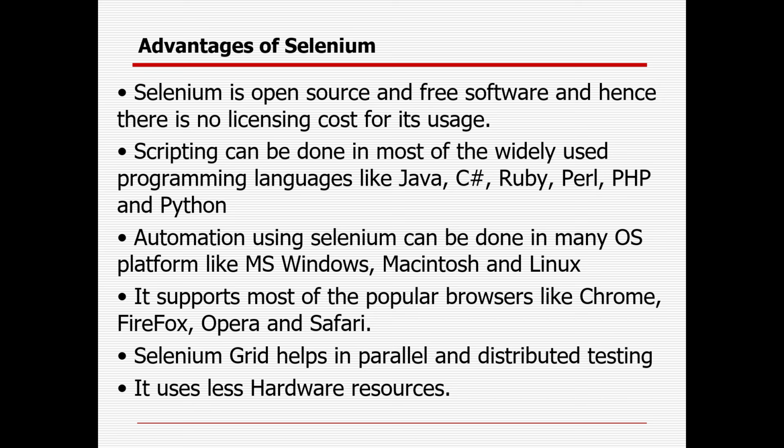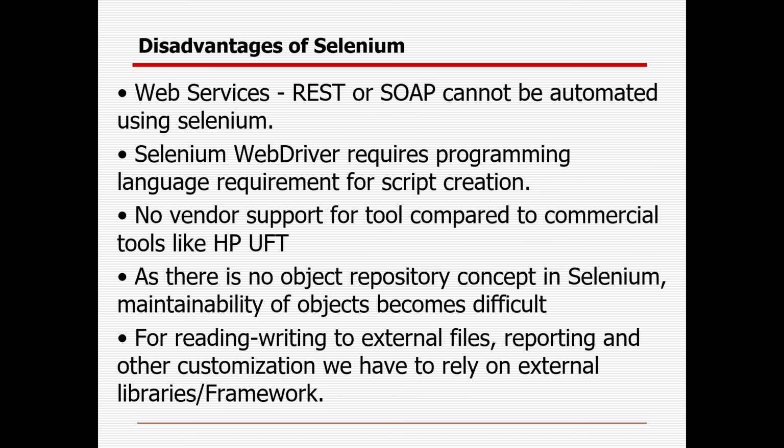Scripting can be done in most of the widely used programming languages like C#, Java, Ruby, Perl, PHP, Python, etc. Automation using Selenium can be done on many operating platforms as well, such as Mac, Windows, and Linux. Selenium supports different popular browsers like Chrome, Firefox, Opera, Safari, etc. Selenium Grid helps in parallel and distributed testing, and Selenium uses very little hardware compared to other automation tools.